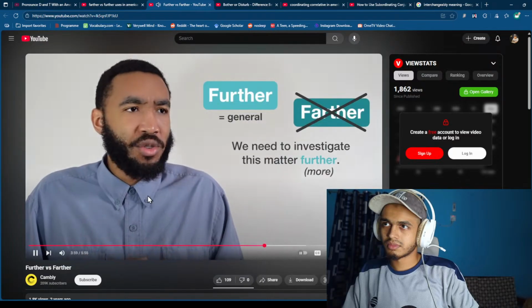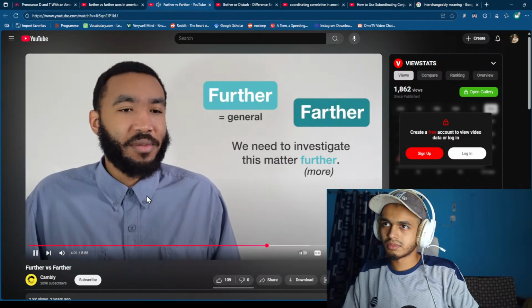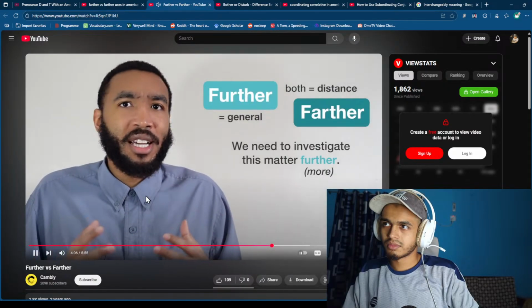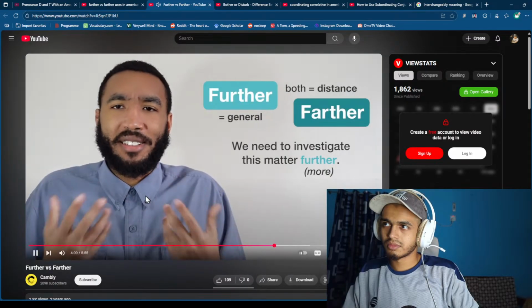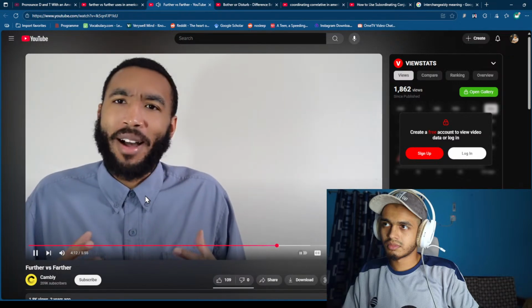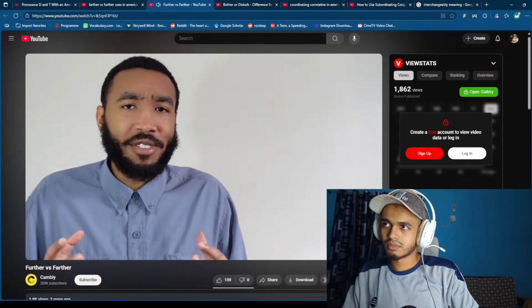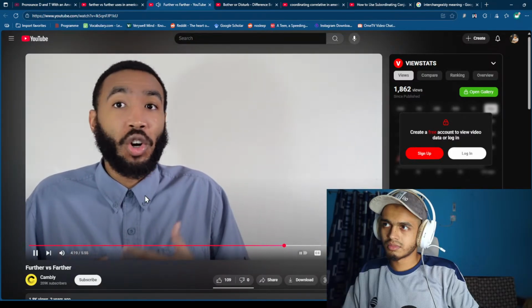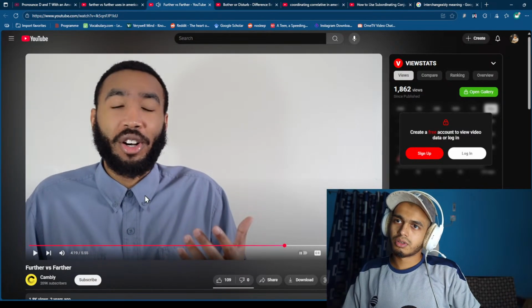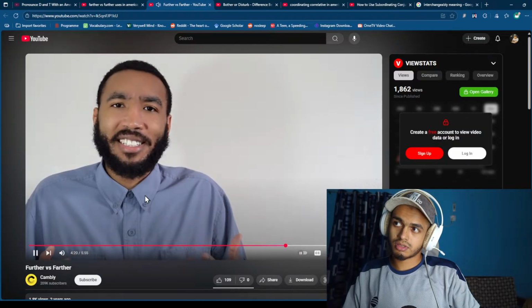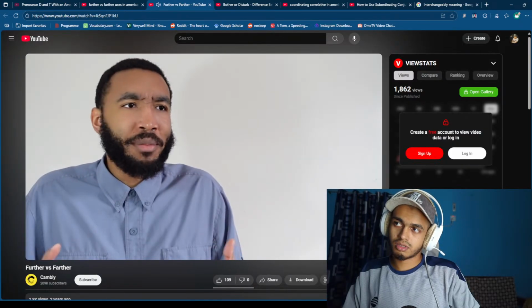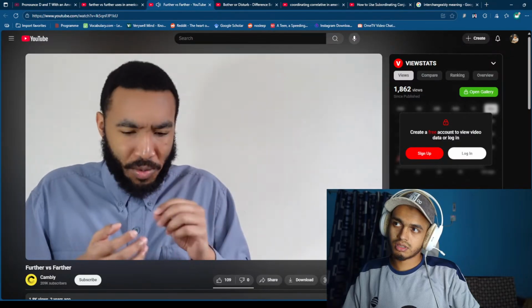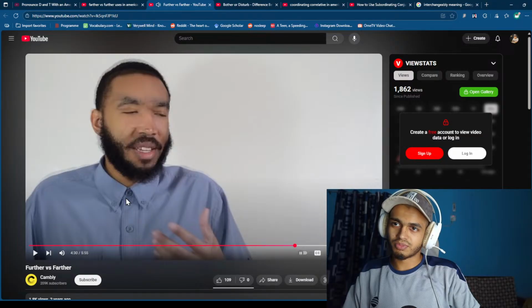So further is used more in a general sense, while farther and further can both be used to describe physical distance. I hope I did clear up some of the differences and how someone would use the words further or farther in a sentence. And always remember, spoken language is different than written language. I want to learn spoken, man.